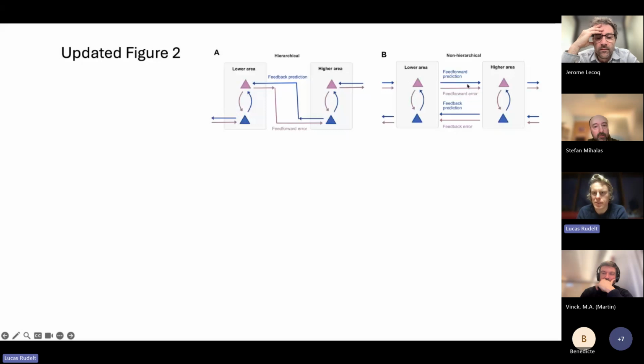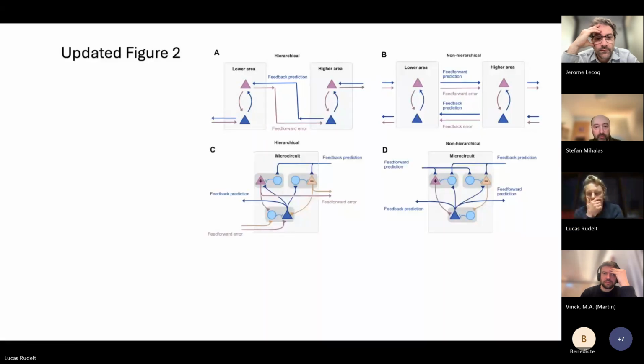And here, these arrows do not go into these areas because it's really not clear. It depends, I guess, on the exact proposal where these things go. And of course, we could also have something that is more like this in A. So this is up for discussion.